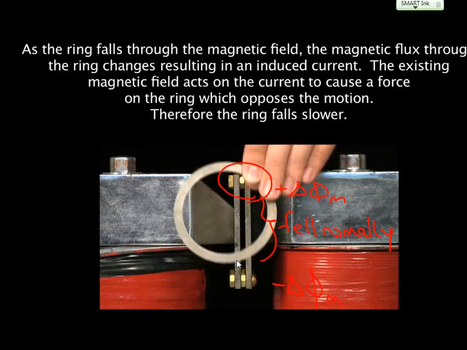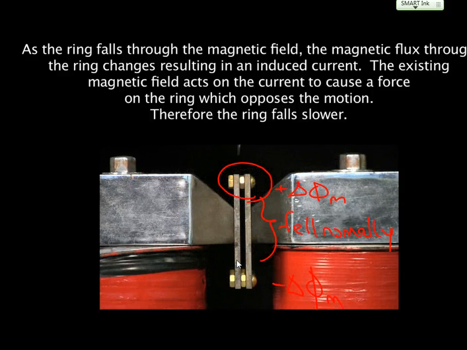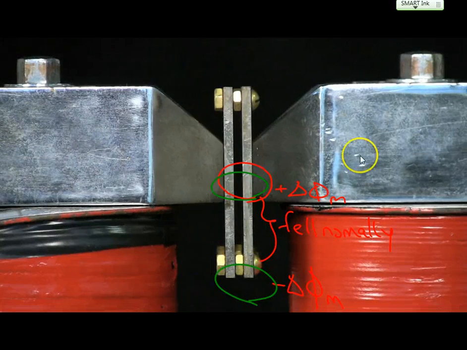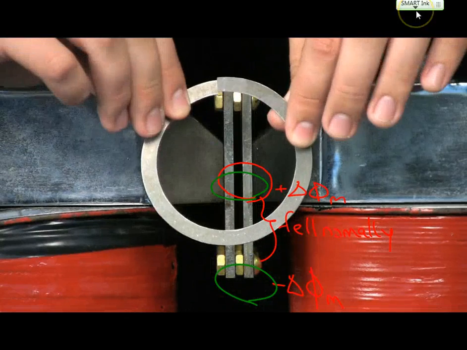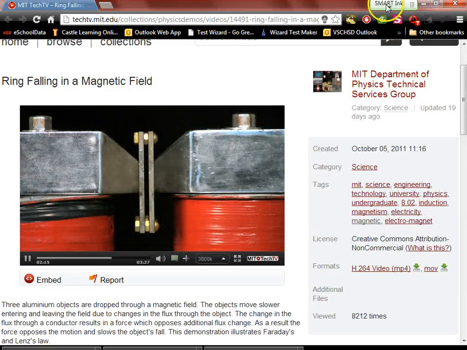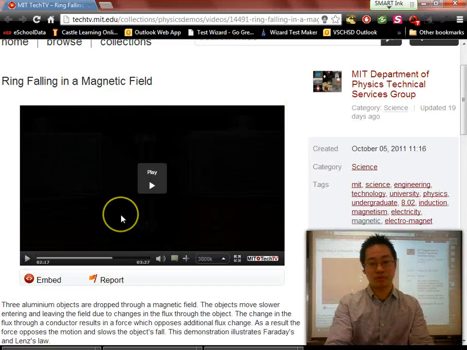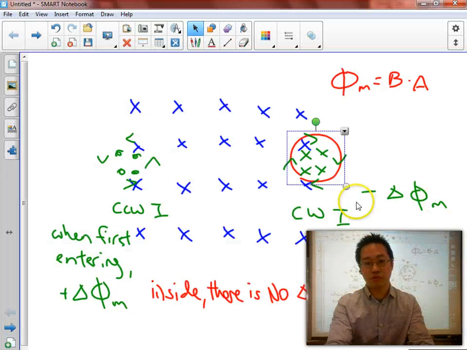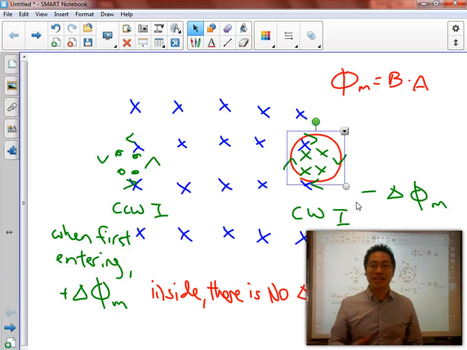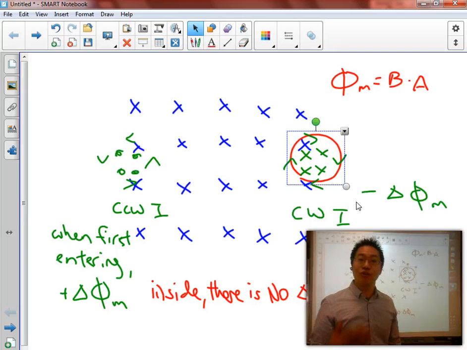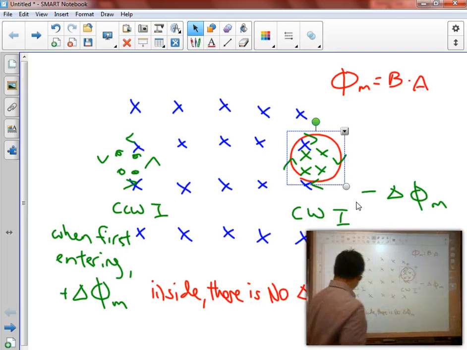Because there's a change in flux, wherever there's a change in flux, we can see that there's going to be a resist. But if it's non-magnetic, it just falls through perfectly without having any issues. So if I go back to this picture over here, I just want you guys to understand that simply moving a loop in and out of a magnetic field will create a change in flux.